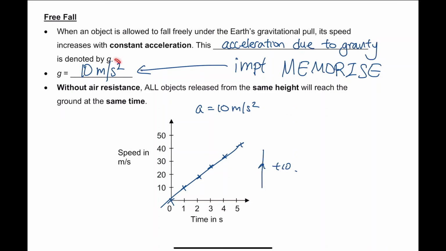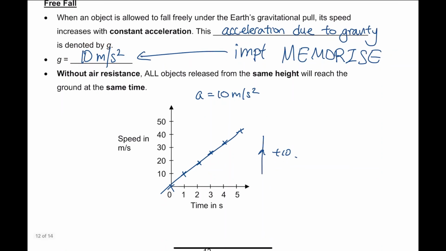We need to memorize this value of 10 meters per second squared. This is the acceleration due to free fall on Earth only, and this is assuming that there is no air resistance. If there is no air resistance, the object will always be assumed to have an acceleration value of 10 meters per second squared.